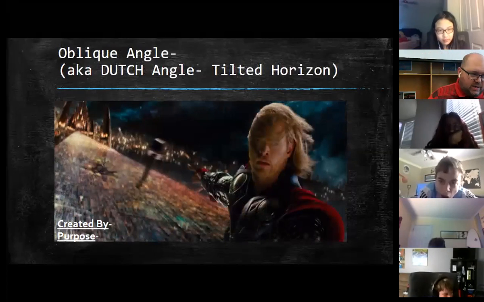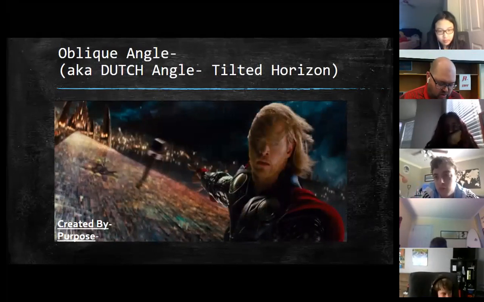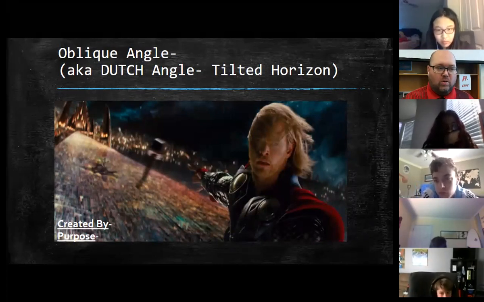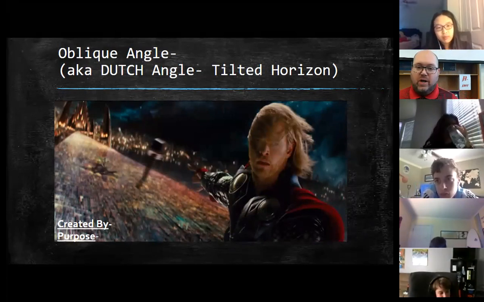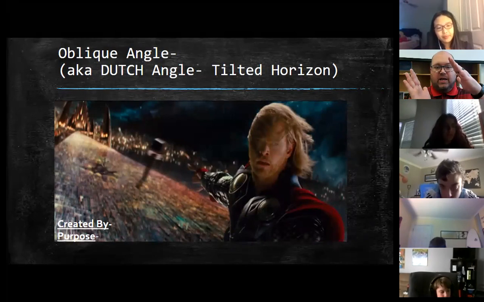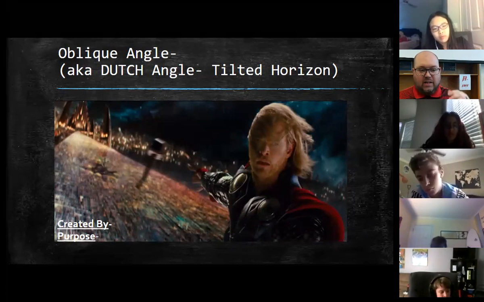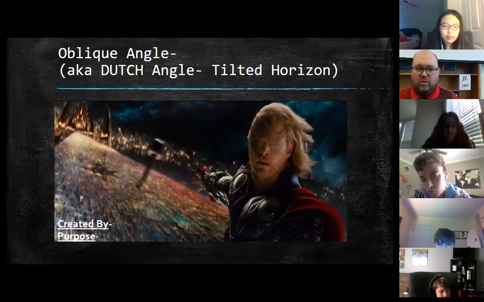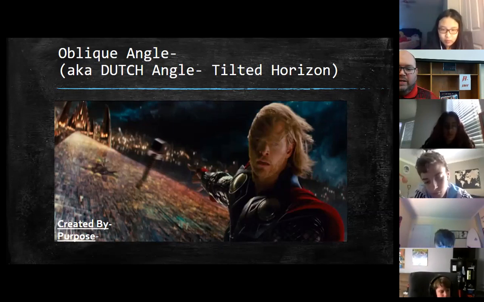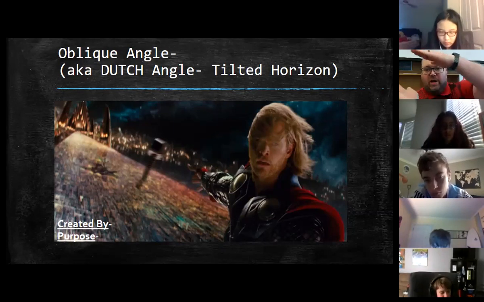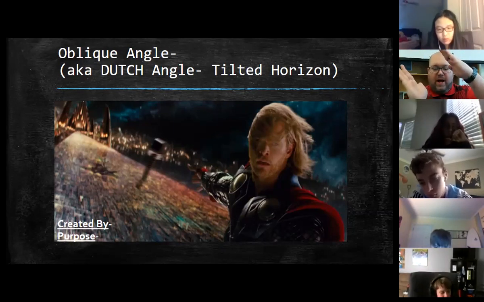And our next angle is called the oblique angle. Now this is the last of our quote unquote camera angles. The oblique angle is also known as the Dutch angle, and how this is created is pretty simple. It's created by taking your camera and tilting it to the side at a 45-degree angle. So that means we're not turning it completely over. We're turning it about halfway across.